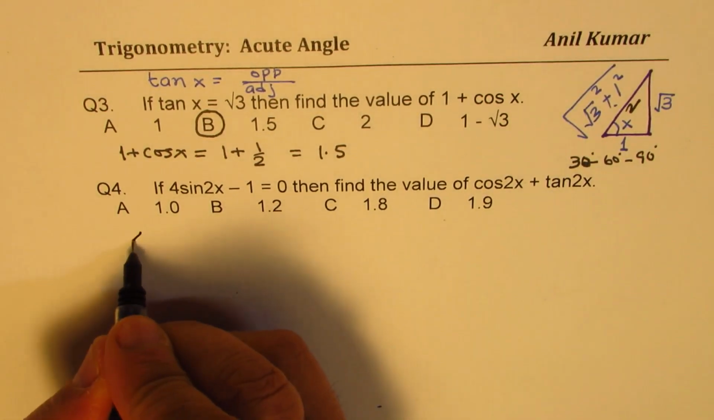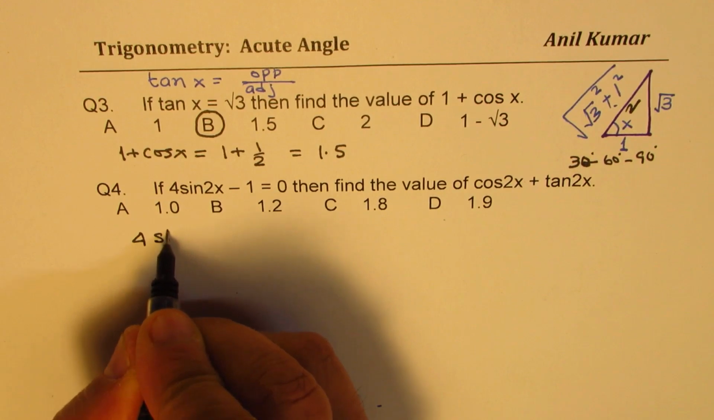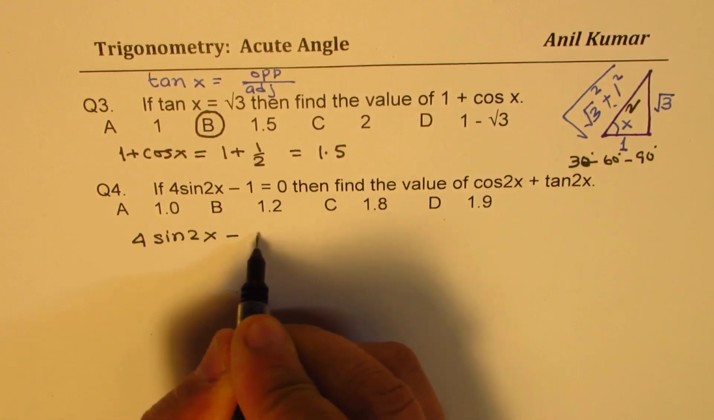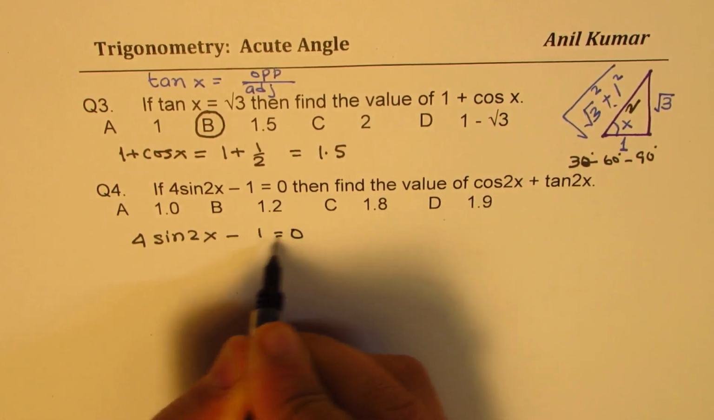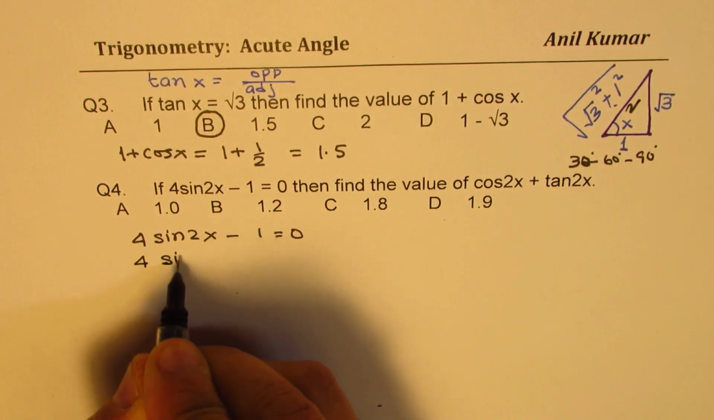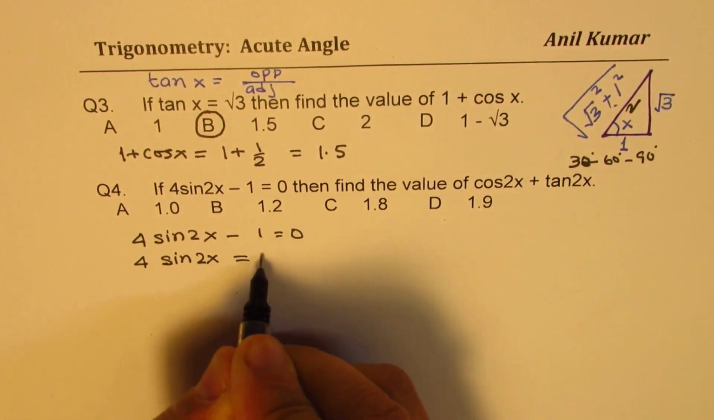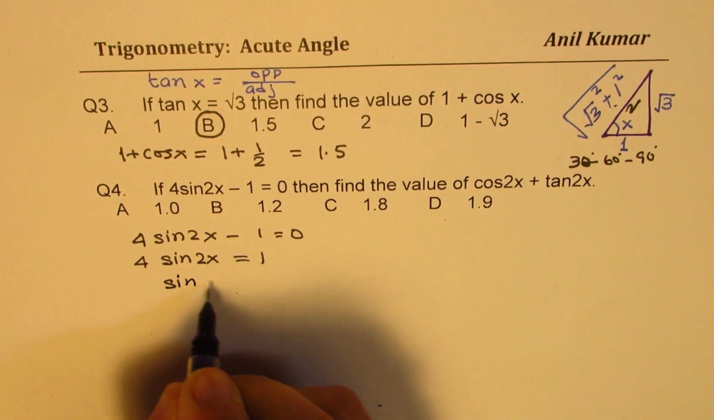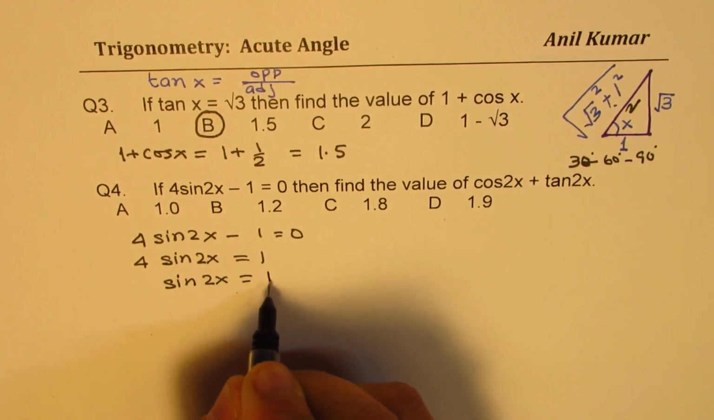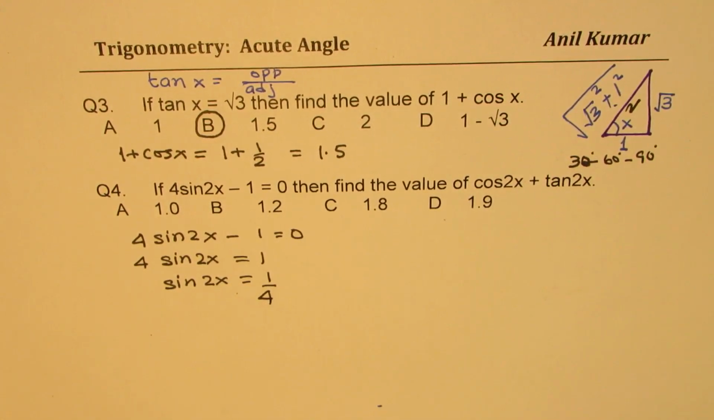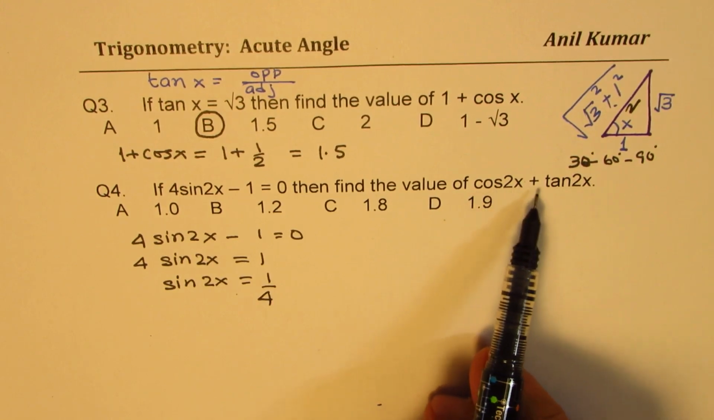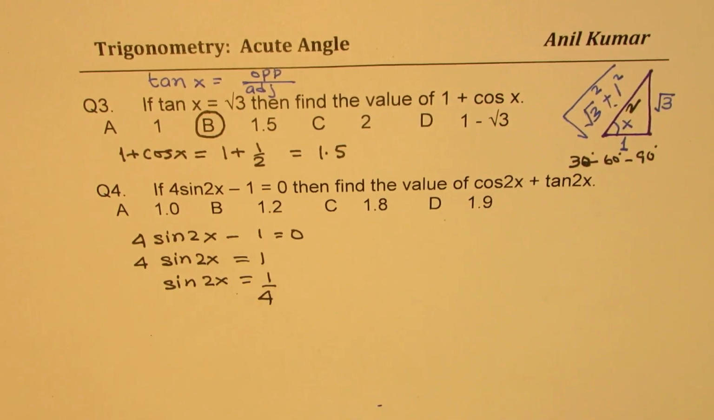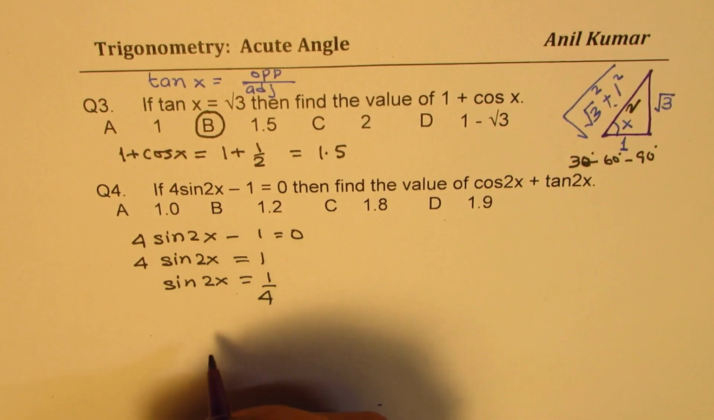We are given that 4 times sine 2x minus 1 equals 0. That means 4 times sine 2x equals 1, or we can say sine 2x is equal to 1 over 4. Now, if the question is to find cos 2x plus tan 2x, what we can do here is just sketch a triangle.